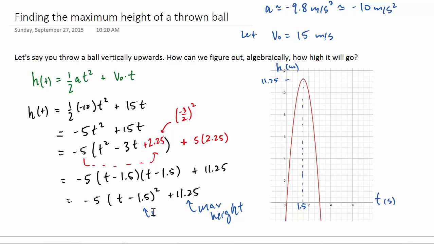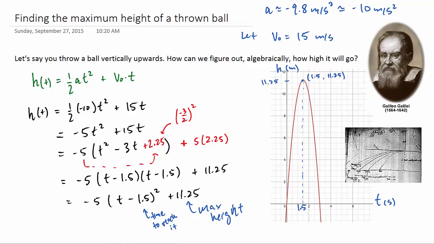And a lot of this stuff that we know about parabolas and how they relate to gravity, we can attribute to Galileo. His early sketchbooks actually show his analysis of parabolas. So much more on him later.